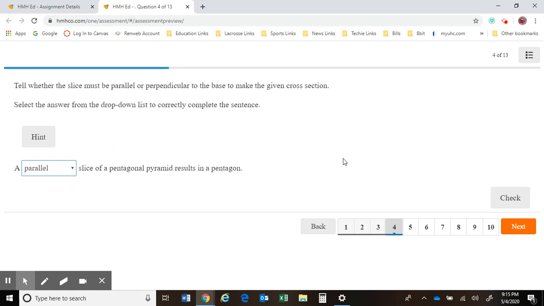If you drew yourself a three-dimensional pentagon and you want another pentagon, it's like making a cake, right? If you want that cake to look like the top and the bottom, you've got to slice it parallel, or slice through like the side of the cake rather than top to bottom.